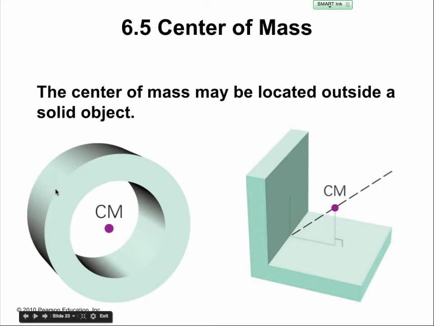The center of mass is not always contained within the object's physical matter. Sometimes the center of mass is outside of the object itself. If you have a ring, there's no matter in the center of the ring, but our calculations will be based on the center of mass, which is actually located in the center. Same with an L-shaped channel, something like this, the center of mass would be there, outside.